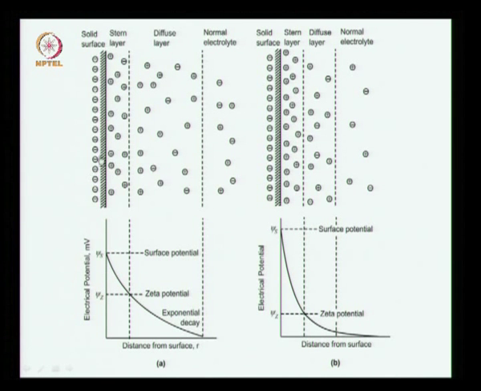Away from the stern layer there is a diffuse layer which has more positive charges closer to the stern layer because of these negative charges, and this diffuses out to the normal electrolyte which has a uniform distribution of negative and positive charges. So if we look at the electrical potential as a function of the distance from this surface, we find that the surface potential is very high, then it drops off, decaying to 0 where we have the normal electrolyte, that is at the end of the diffuse layer.